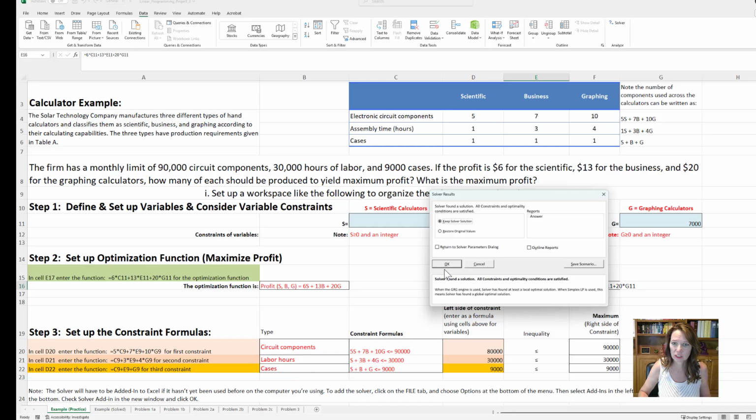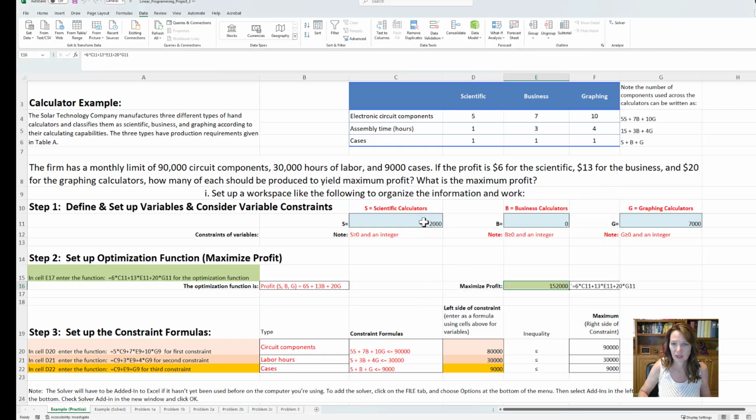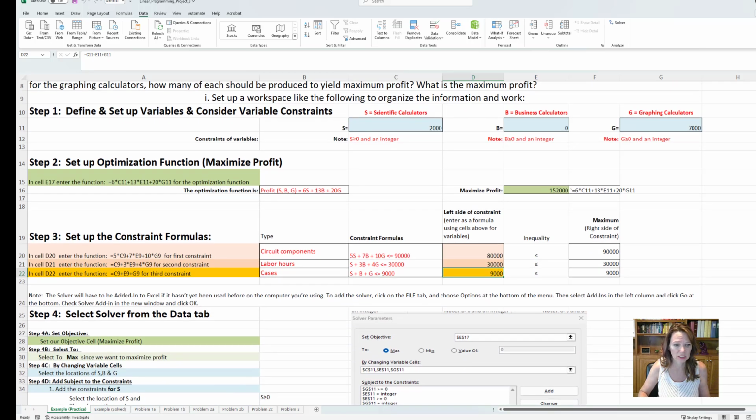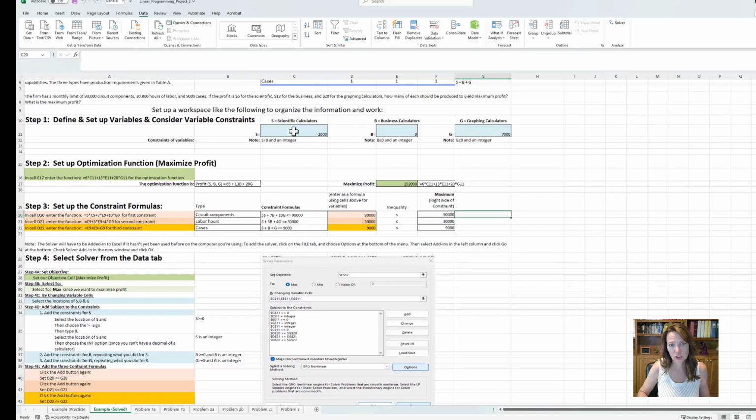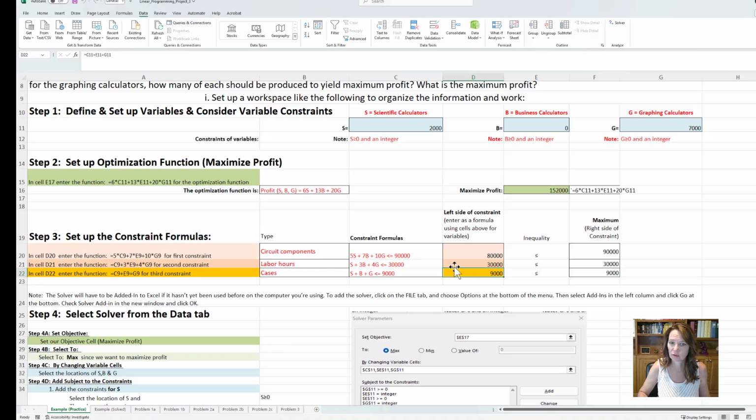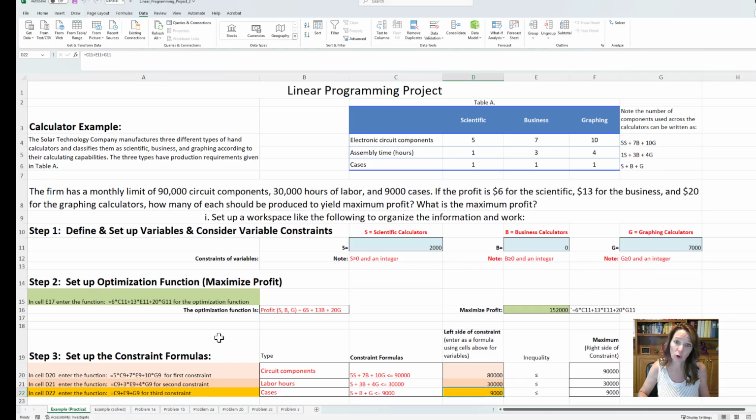We're going to keep the solver solution. And now we can see how many of each particular calculator I need to create, how many components I will use, how many labor hours I'll use, and how many cases will be used. And you can go to the solved and make sure that you came up with those same answers, which it looks like we've got those same answers. I hope that helps.